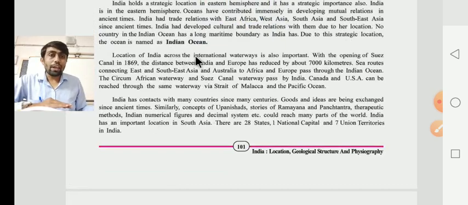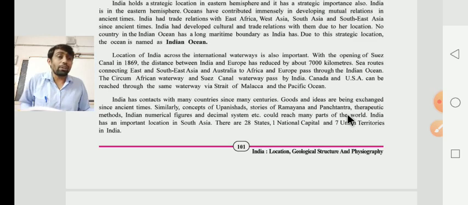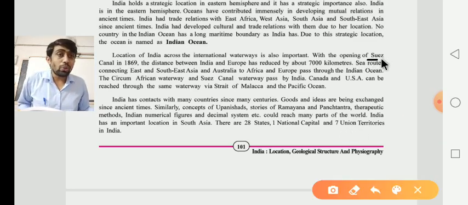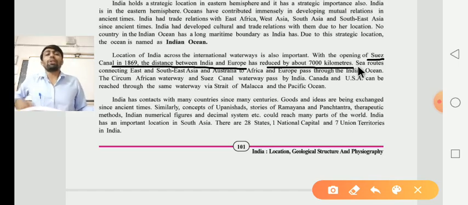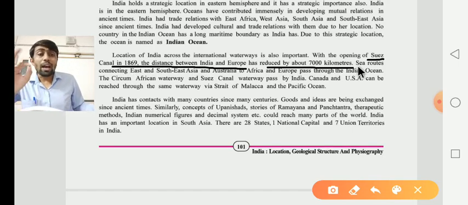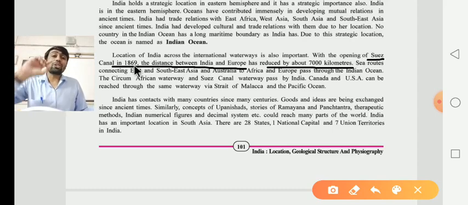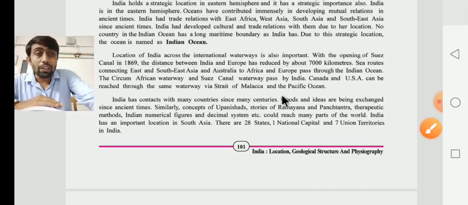Now the location of India across the international waterways is also important. With the opening of the Suez Canal in 1869, dear children, this is the most important thing. With the opening of the Suez Canal in 1869, the distance between India and Europe was reduced by about 7,000 kilometers. Dear children, what happened there? With the opening of which canal? The Suez Canal in 1869. By how many kilometers was the distance between India and Europe reduced? Near about 7,000 kilometers.